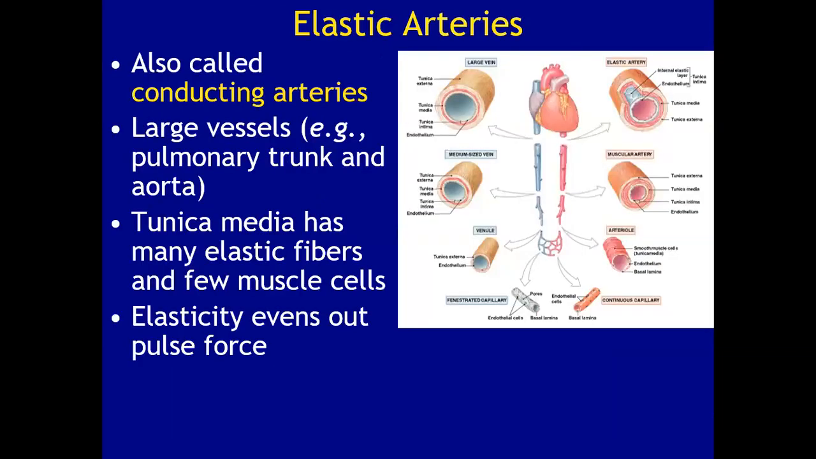Okay, first one, elastic arteries. These are the ones that are the closest to the heart. These are also called the conducting arteries. So things like the aorta and the pulmonary trunk. Okay, and if you look at this, notice that there's not a tremendous amount of smooth muscle here compared to down here.